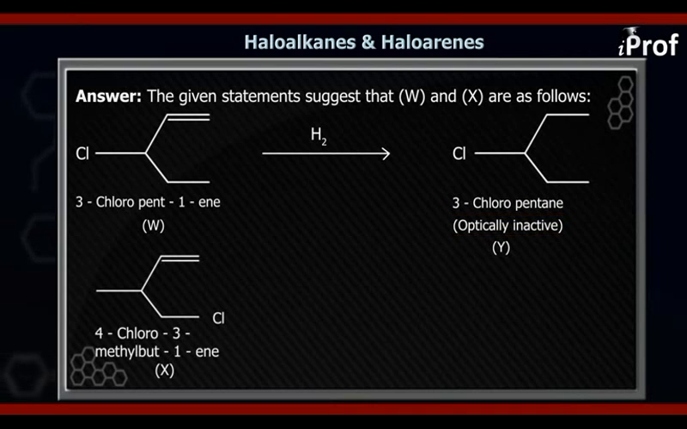So as per the information given, W on treatment with 1 mole of H2 is converted to an optically inactive compound, that is Y. So the structure we have got after the addition of 1 mole of H2 is optically inactive because it has two same groups, that is CH2CH3 and CH2CH3, and this structure has been obtained from C with Cl, H, CH2CH3 and CH=CH2 groups. So as per the information, this structure will be W.